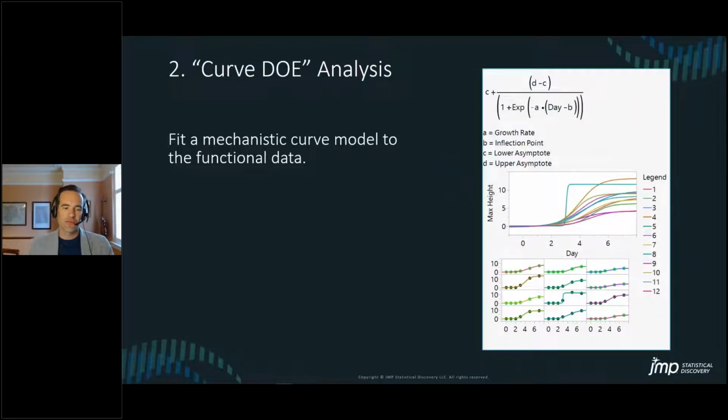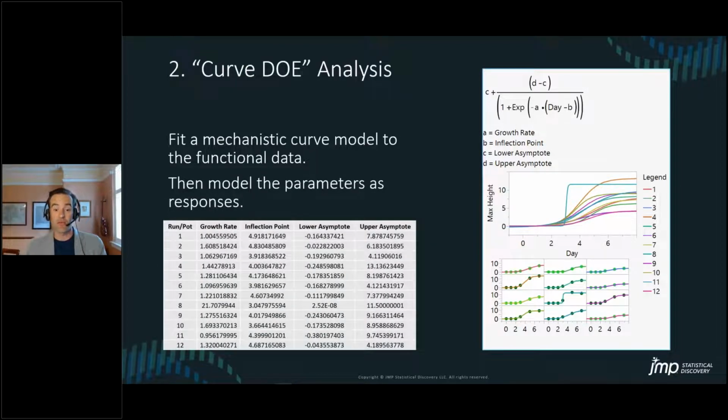Now we can do the same thing, but with a greater degree of sophistication. We could fit a more meaningful mechanistic curve model to that functional data. So this is a 4-parameter logistic curve, I think. Can't quite remember exactly what model. There's a variety of different models that we might fit to this kind of growth curve. And we've got more parameters now, and those parameters have got more meaning to them, actually. We've got a growth rate parameter, the inflection point, and then the lower and the upper asymptotes of that curve.